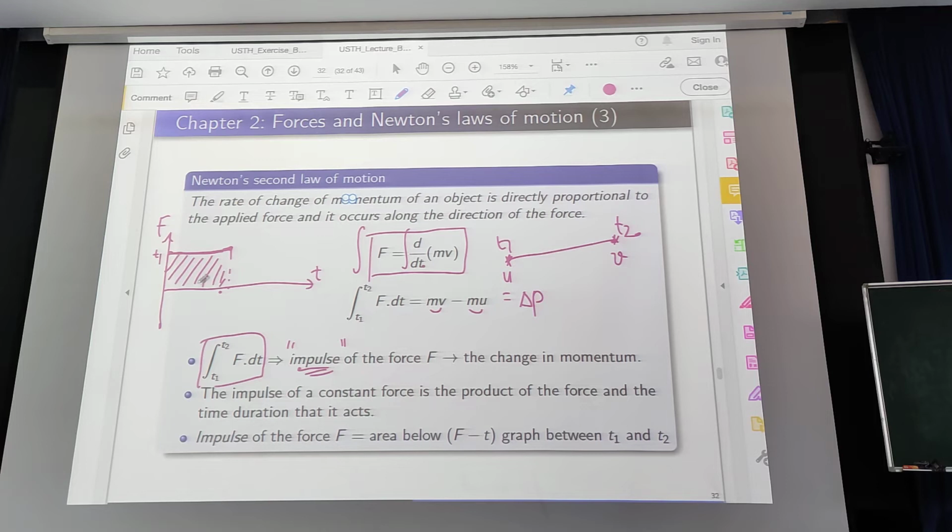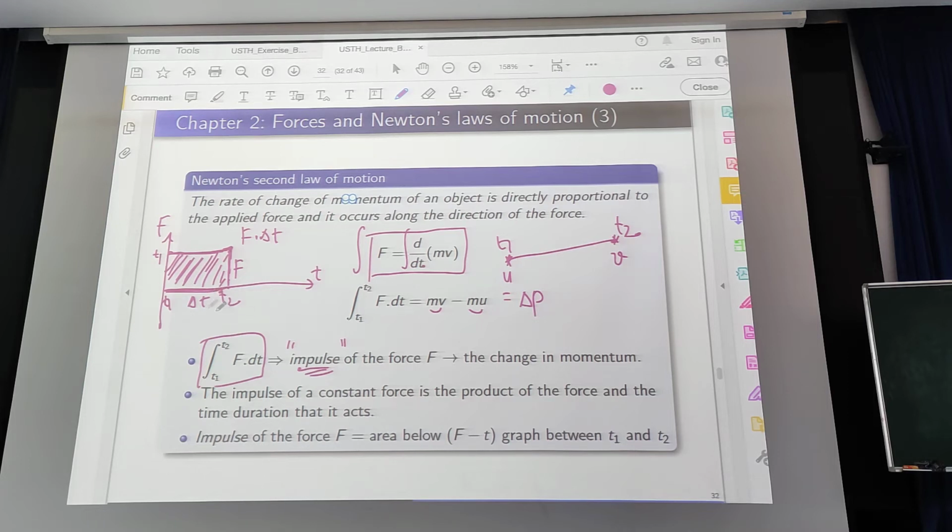Area. So this area is the impulse of the constant force. This is T1 here, T2 here. So delta t, and this one is F. So F multiplied by the time duration. So you see the integral of this part.